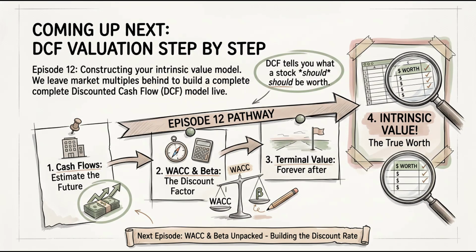In our next episode, we will move from market multiples to intrinsic value. We are going to build a discounted cash flow model live, using weighted average cost of capital, beta, terminal value, and a full spreadsheet. When your ratios tell you a stock is expensive, the discounted cash flow model will tell you what it should actually be worth. This is the gold standard of professional analysis, and you will learn how to do it yourself.